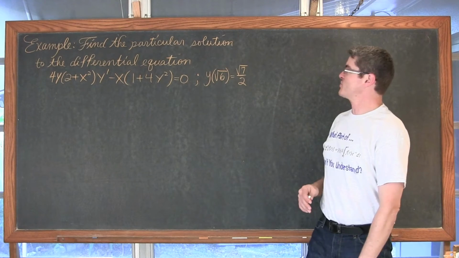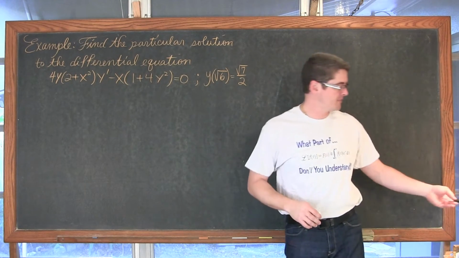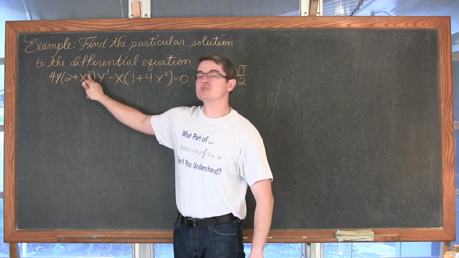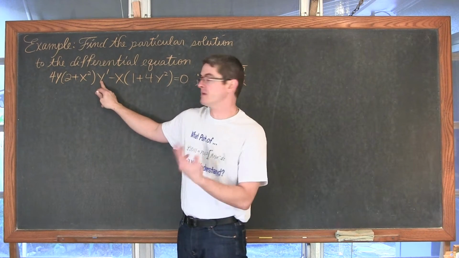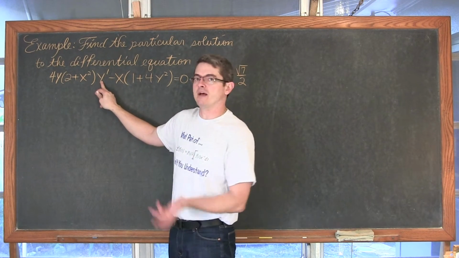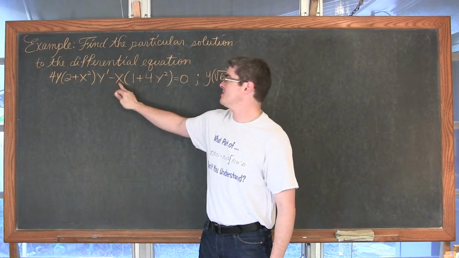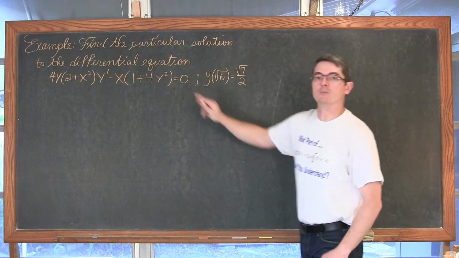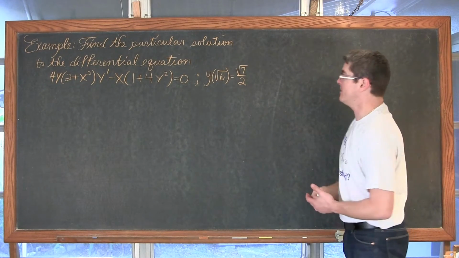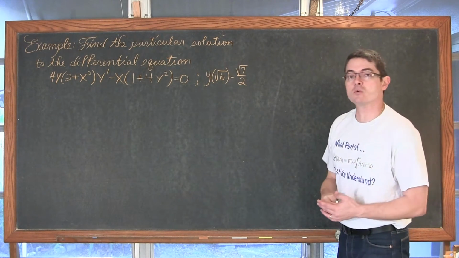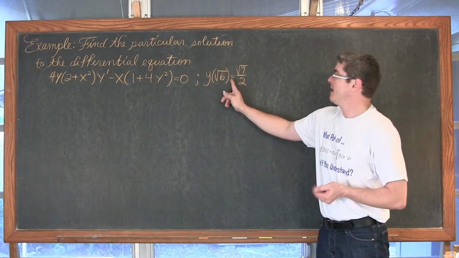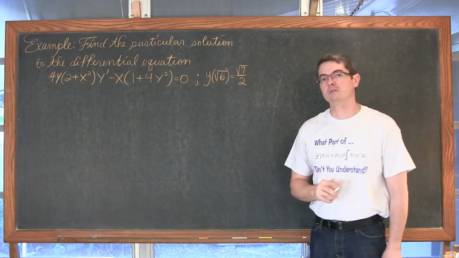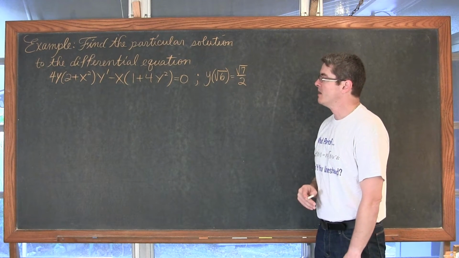Find the particular solution to the differential equation 4y times 2 plus x squared times y prime, and these are all derivatives with respect to x, so that would be dy over dx, minus x times 1 plus 4y squared plus 0. And we are, in this one, going to be looking for a particular solution, so we need some extra information given, and that will be y of square root of 6 is equal to the square root of 7 over 2.